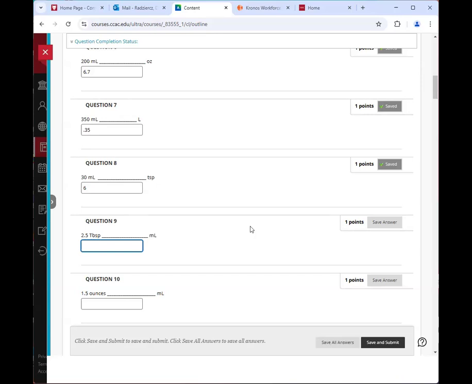Tablespoons, 1 tablespoon is 15 ml. So all I'm going to do is take my 2.5 times 15. And I'm going to get 37.5 ml.